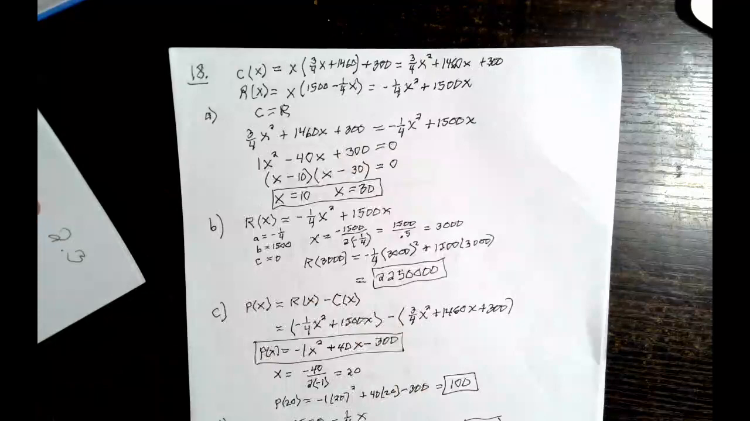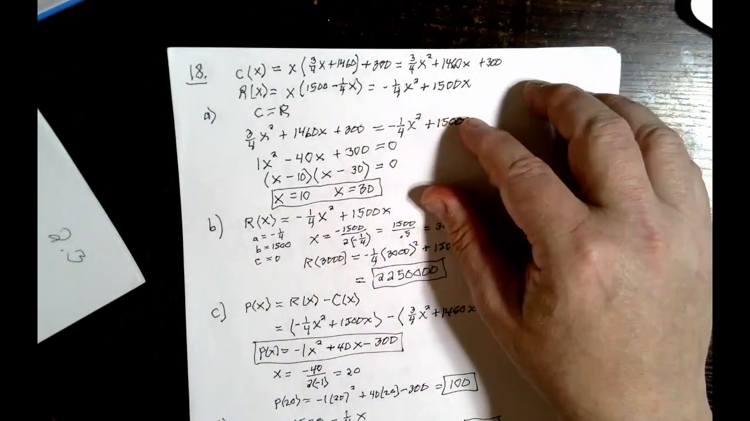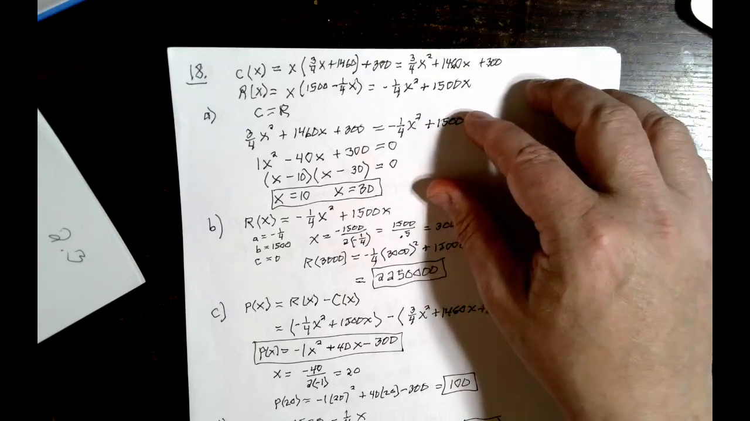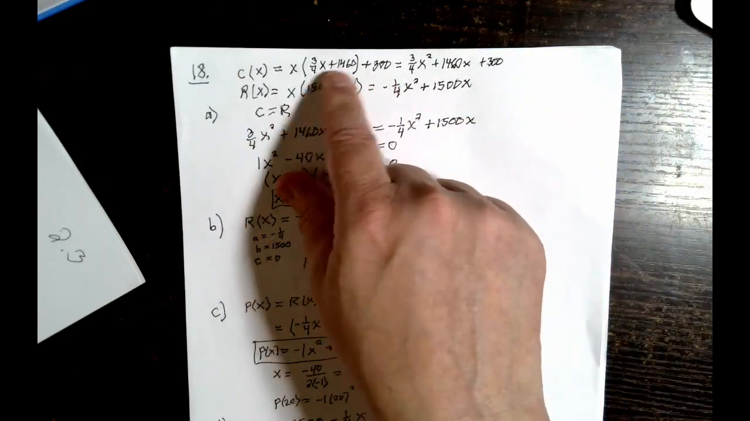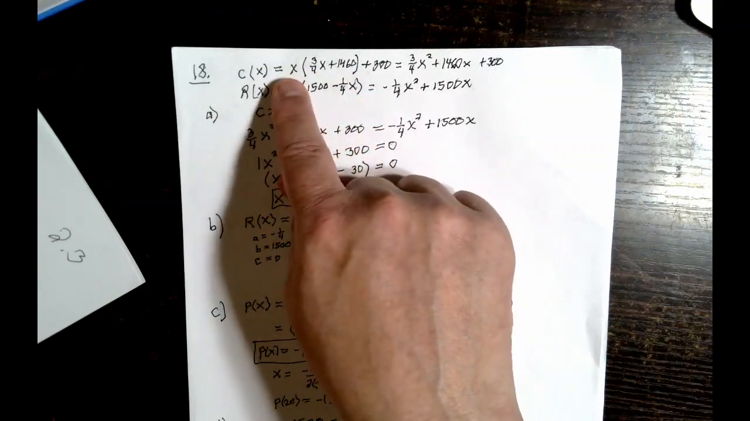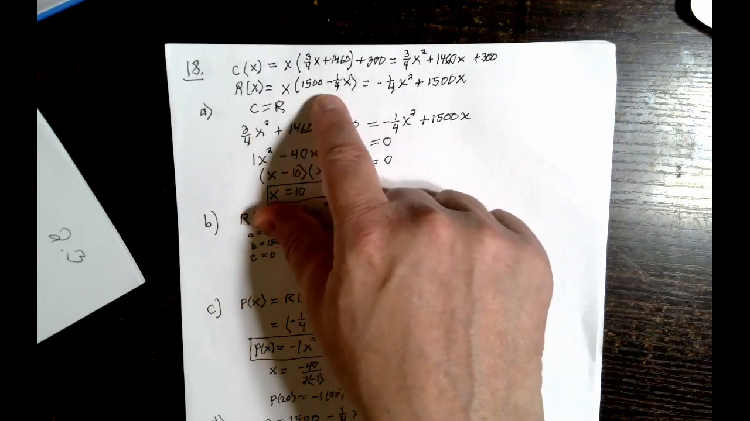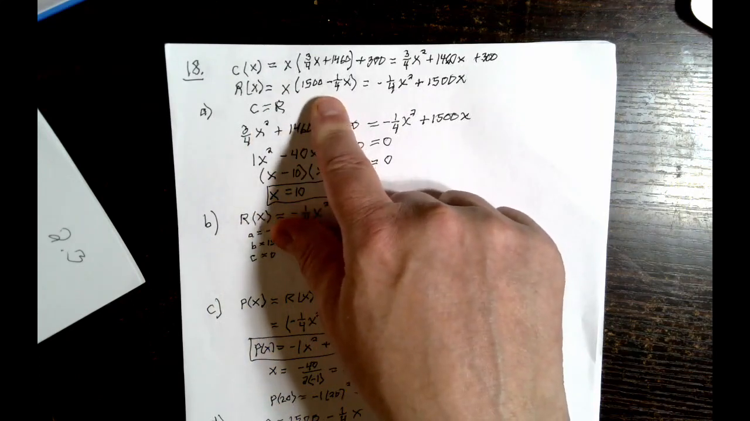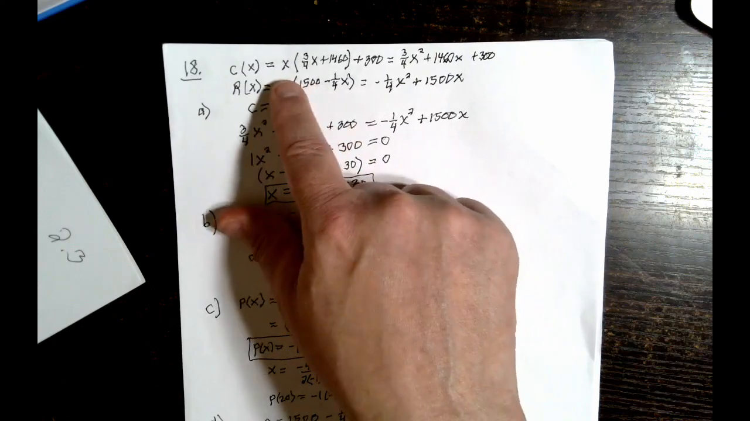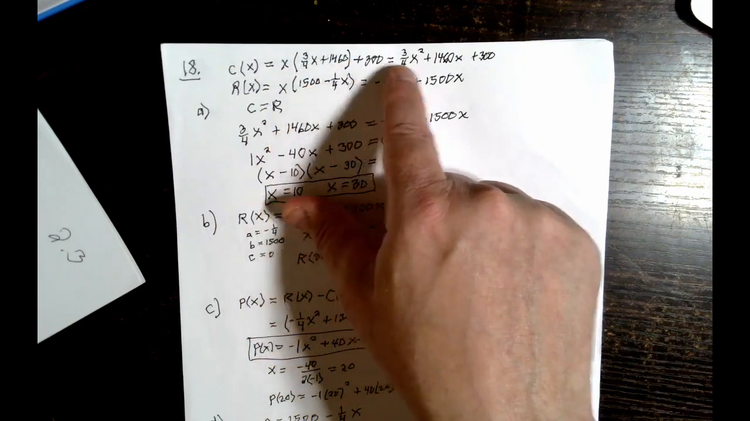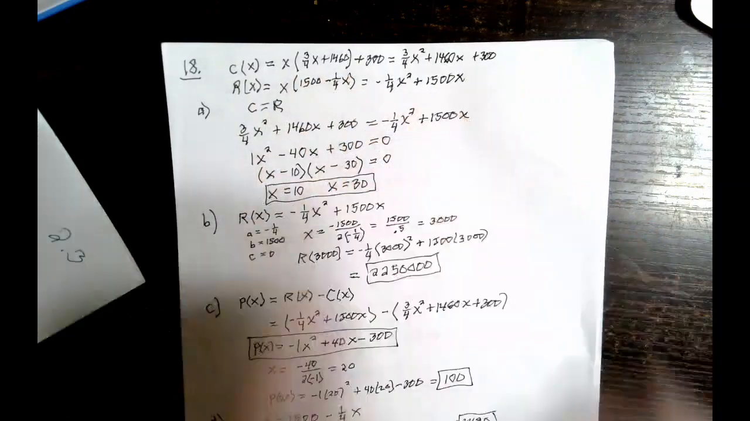Okay, 18. Suppose a company has a fixed cost of 300 and a variable cost of 3/4 x plus 1460. So your fixed cost is 300, your variable cost is this times the number of units. Revenue is x, number of units, times the selling price, and they tell you the selling price is 1500 minus 1/4 x. So now you multiply this by x and that by x and write it out, and then you multiply each of these by x and you write it out.